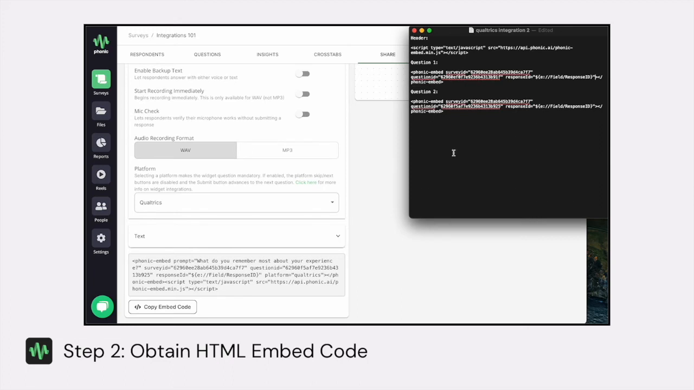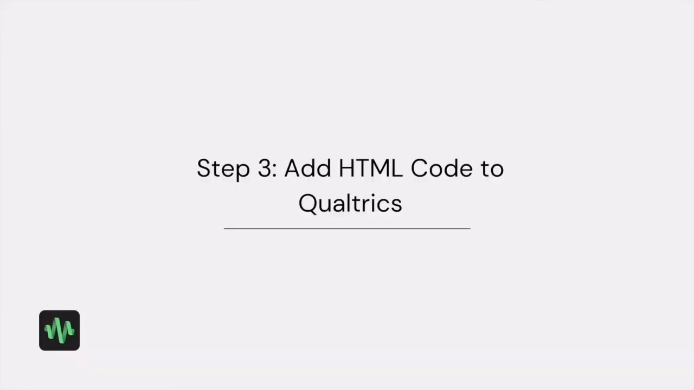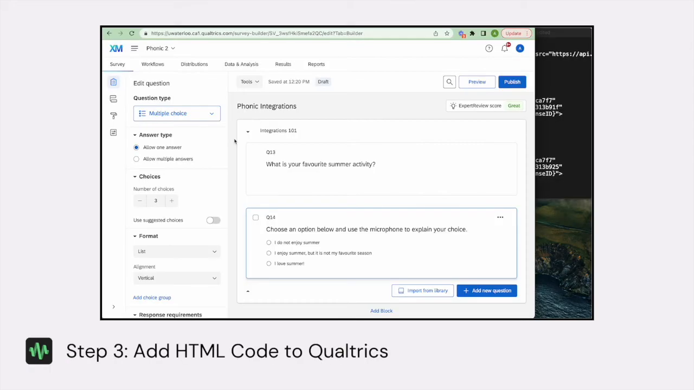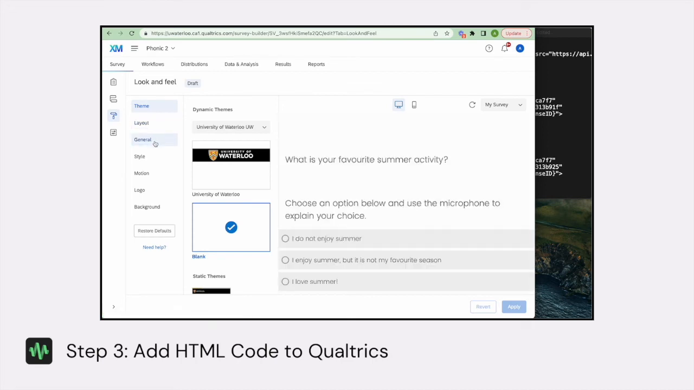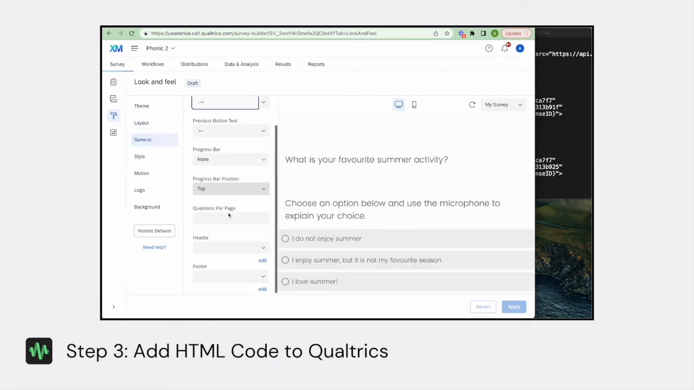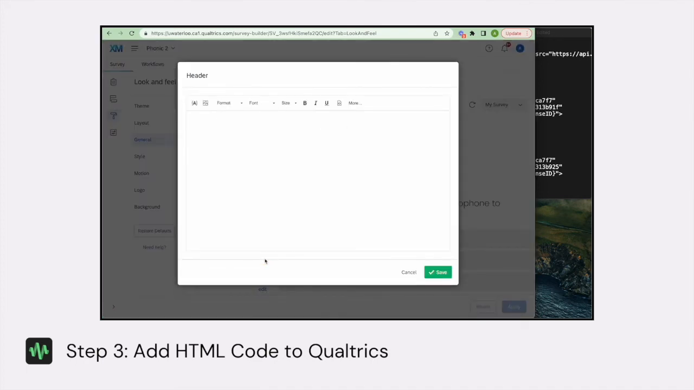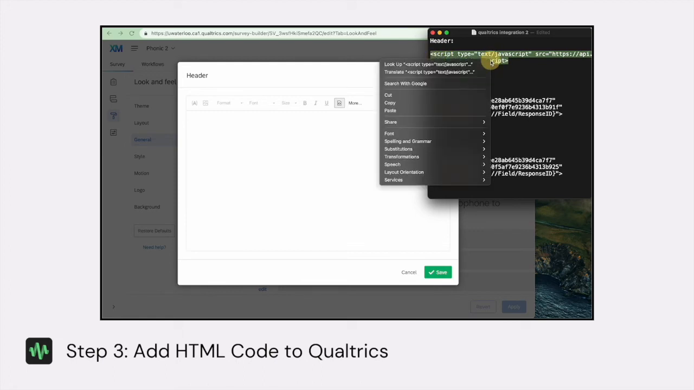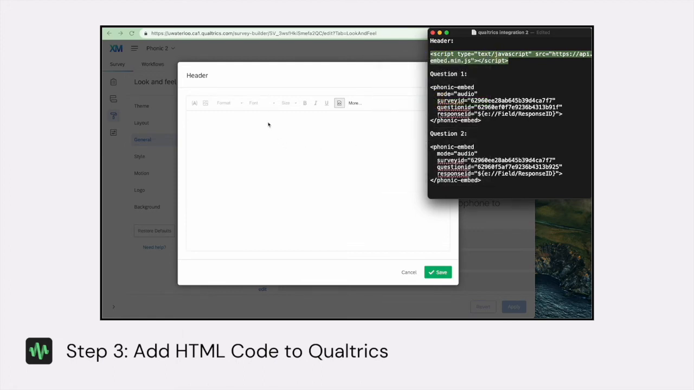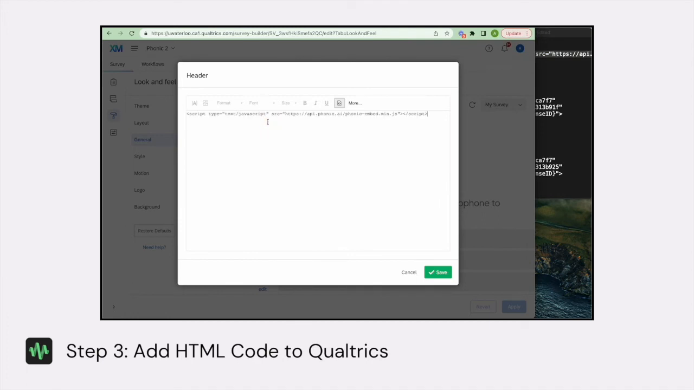Now that our code is ready, let's head over to Qualtrics. Over in Qualtrics, we'll first add our header HTML. Click on the paintbrush icon in the left side menu to open Look and Feel. In Look and Feel, navigate to the General tab and then to the header section. Click Edit and then click on the code editor icon. Here you can paste in your script tag HTML and it should look like this. Note that you must be in the code editor and not in the normal text editor.